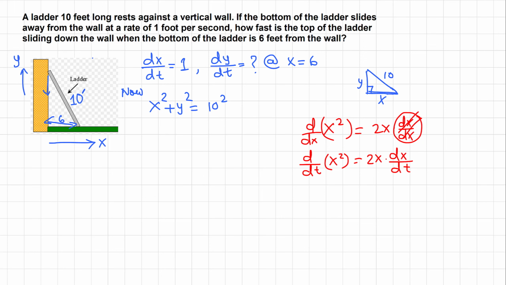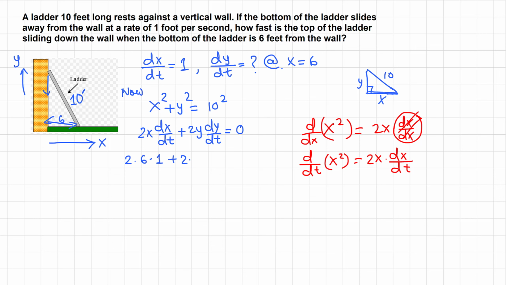Now we take the derivative of both sides with respect to time. So the derivative of x squared would be 2x dx over dt. In the same way, this would be 2y dy over dt. And this is a number, the derivative of a number is 0. Now let's plug in things and find the unknown. 2 times x is 6, dx over dt is 1, plus 2 times y.